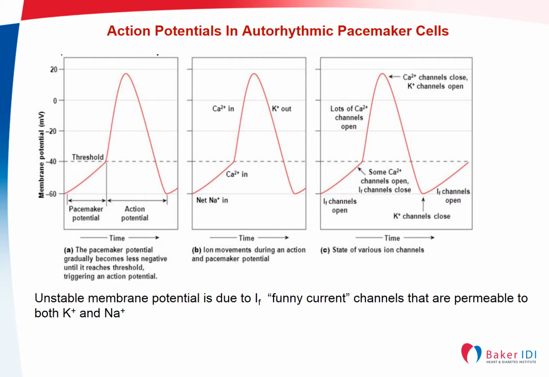So the reason for this unstable membrane potential is thought to be due to the presence of so-called funny current channels that are permeable to both sodium and potassium. These channels open when the membrane potential is at -60. So funny channels gradually close and calcium channels open, which results in this steep depolarization that you see here, which is due to the influx of calcium. And similar to what occurs in skeletal muscle, repolarization is due to the opening of potassium channels, in turn resulting in potassium efflux.